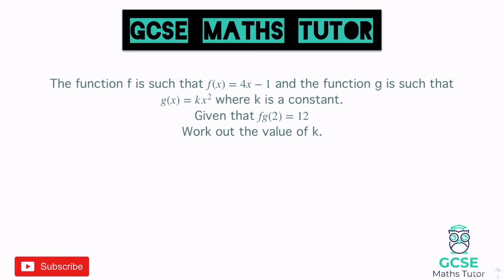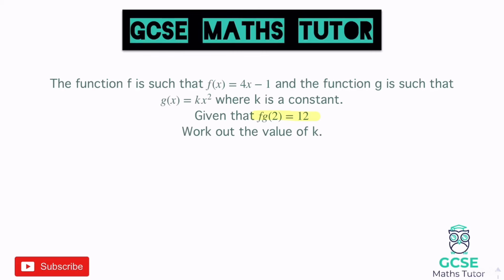But this one says the function f is such that f of x equals 4x minus 1, and the function g is such that g of x equals kx squared, where k is a constant. Given that fg(2) equals 12, work out the value of k. So k is a particular number, and we're going to find out what that number actually is. So if we go about having a look at this information to start with, it says here that fg(2) equals 12. Well, let's have a look at actually working out fg(2) and see if we can do that.